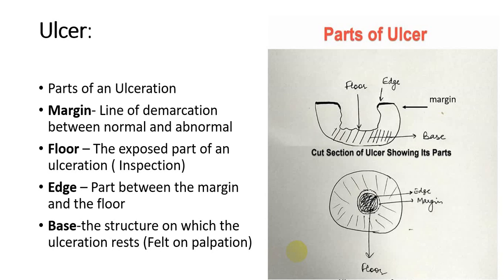The parts of an ulcer. The margin, here we can see the margin. This part represents the line of demarcation between normal and abnormal tissue, while the floor is the exposed part of an ulcer. The edge is the junction between the floor and margin, while the base is the structure on which the ulcer rests, usually felt by palpation.